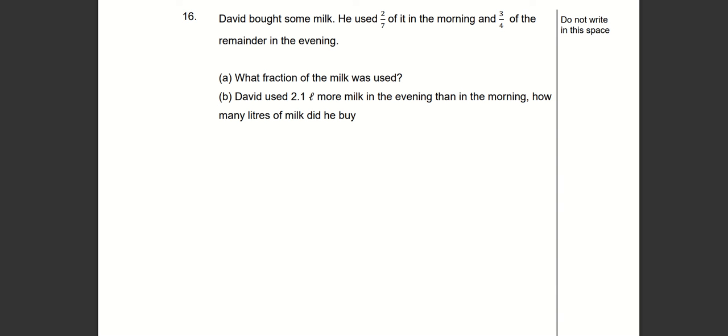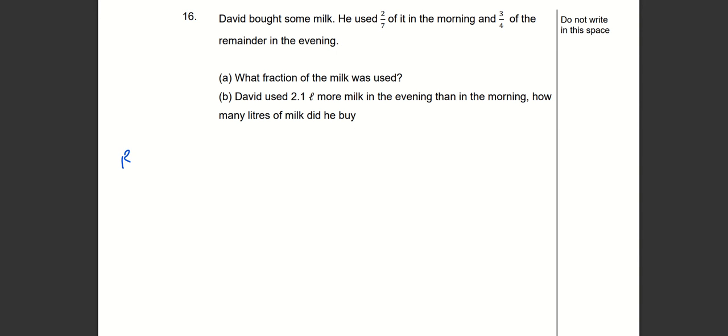This is question 16 from the revision paper set A as requested. This is a fractions question, and specifically fraction of the remainder, as you can see stated in the question. Let's go through it.